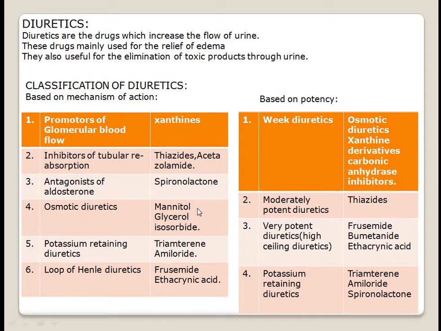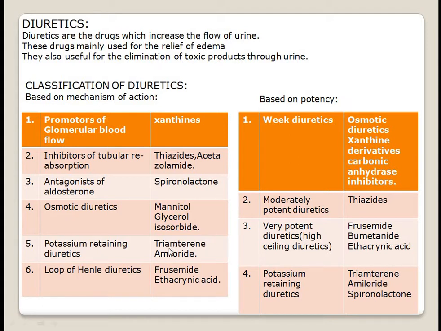Next one, mannitol, glycerol, isosorbide. The mechanism of action is osmotic diuresis. We know that osmosis is a net movement across a semi-permeable membrane, the movement of water from high concentration to low concentration. That is called osmotic diuresis.